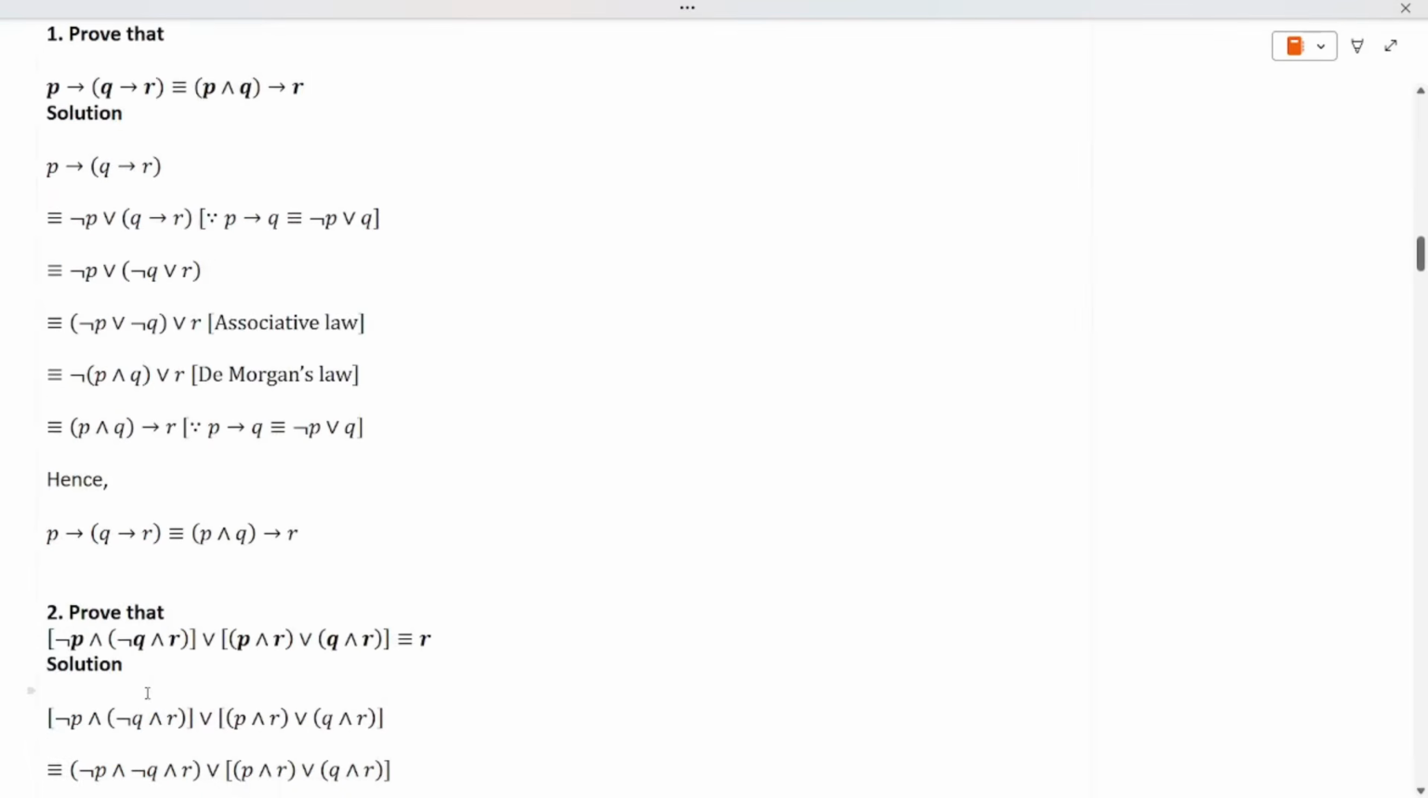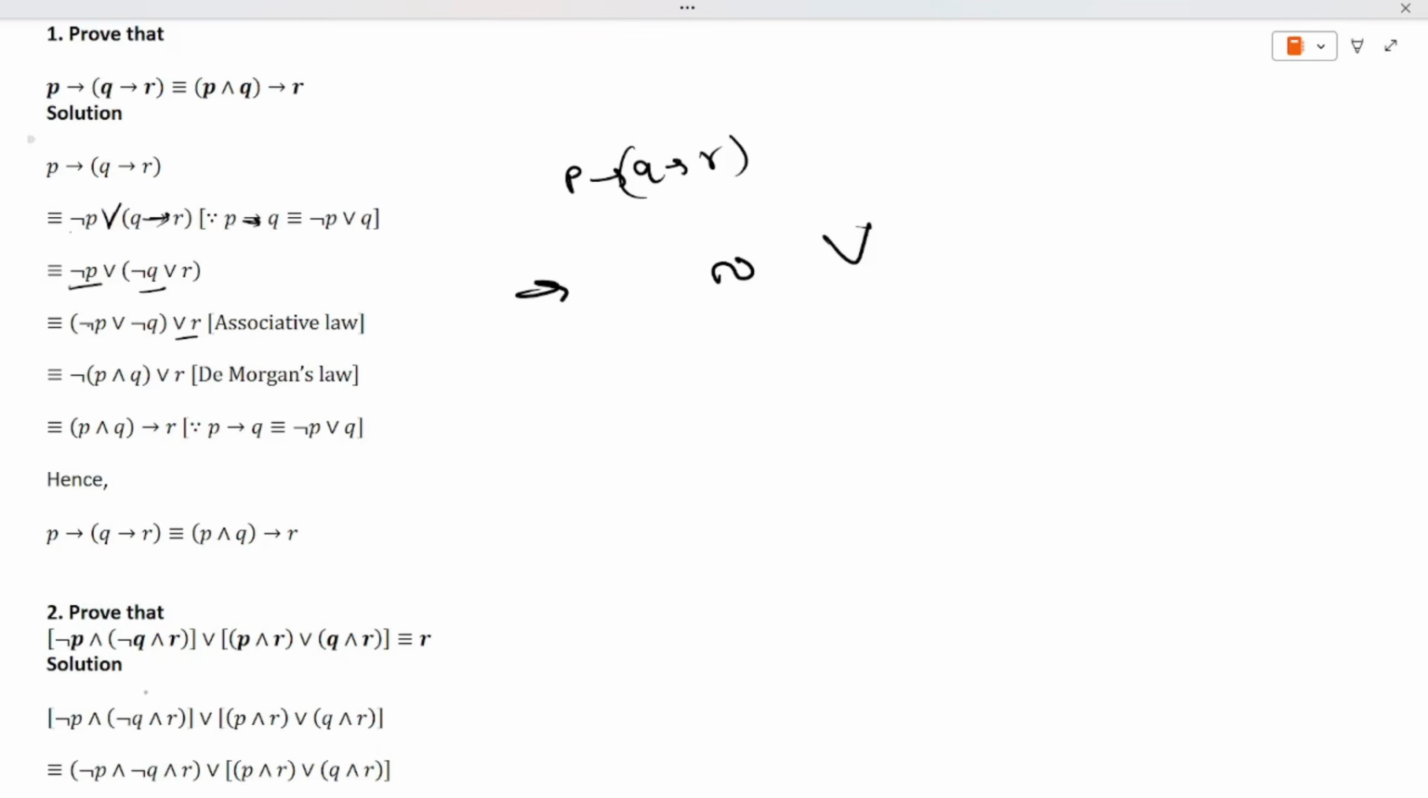Now let's start with the first question. They have given P conditional Q conditional R, that is, P conditional (Q conditional R). Now if you take the negation, negation P or (Q conditional R). To remove a conditional, you should put negation and or. If you remove this bracket, you will get this, and now again removing this, you get negation P or negation Q or R.